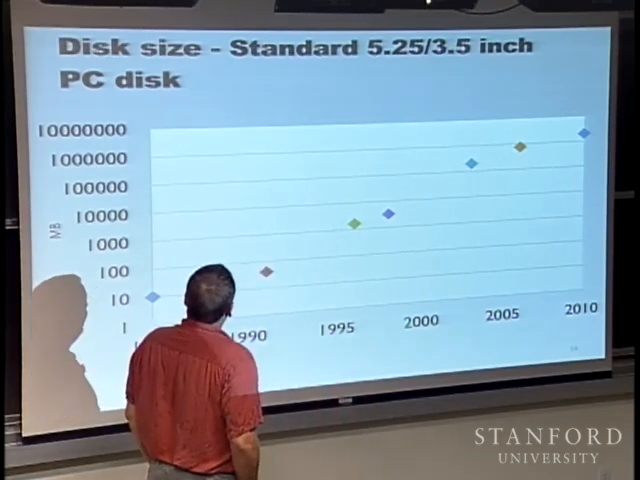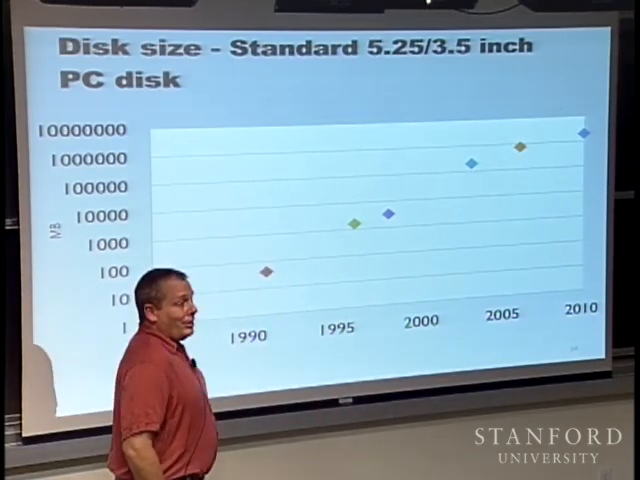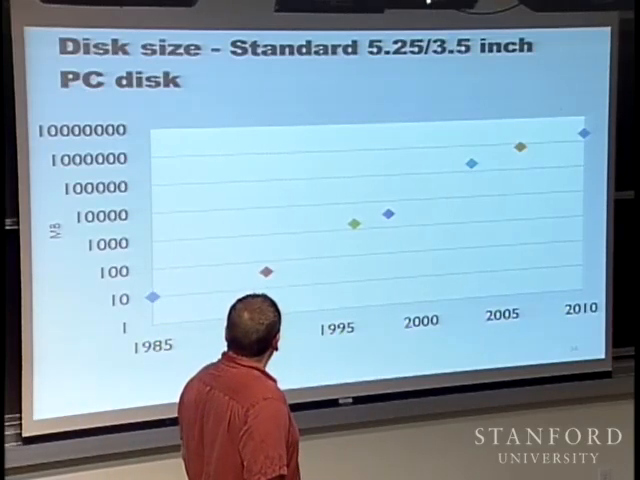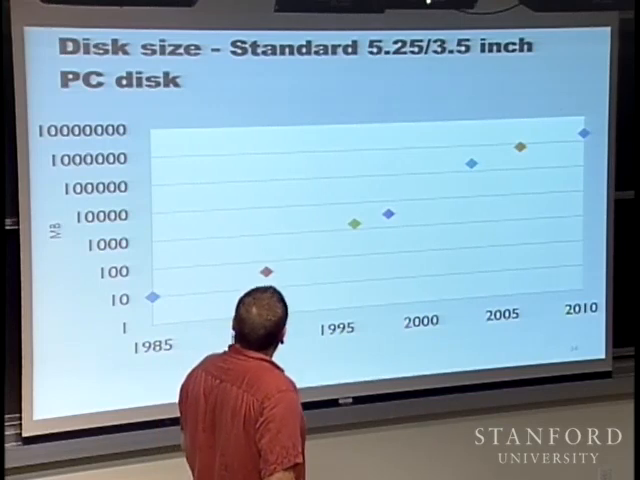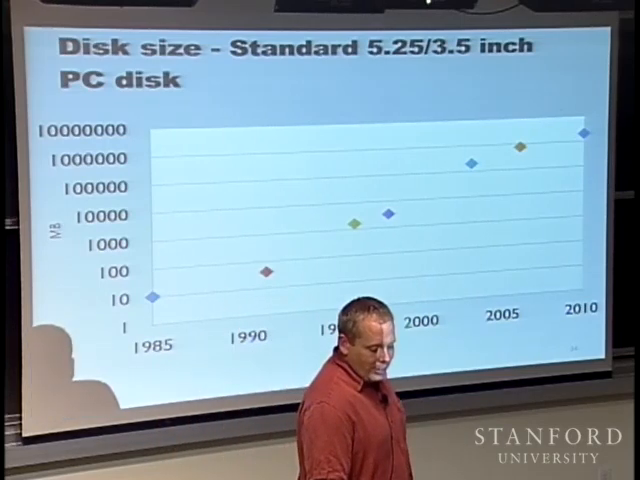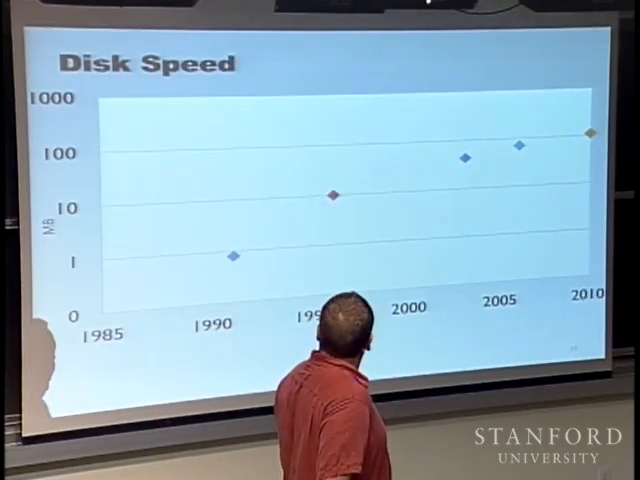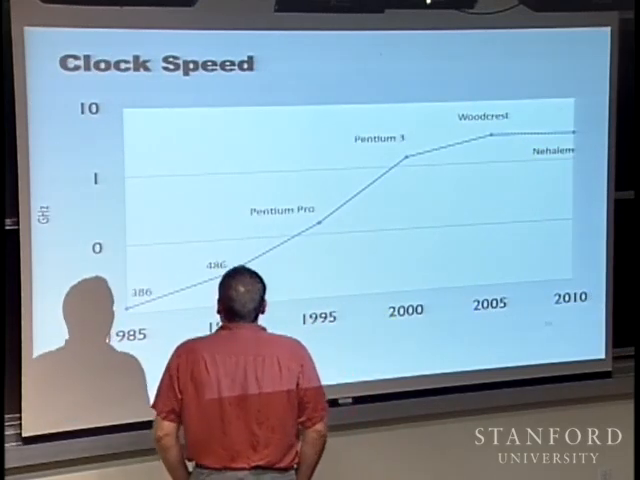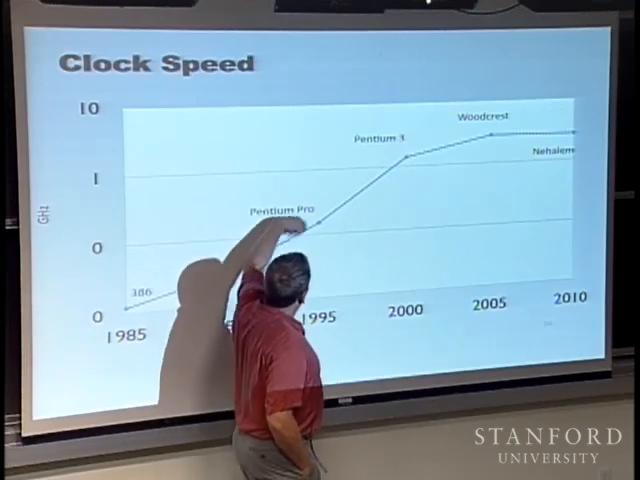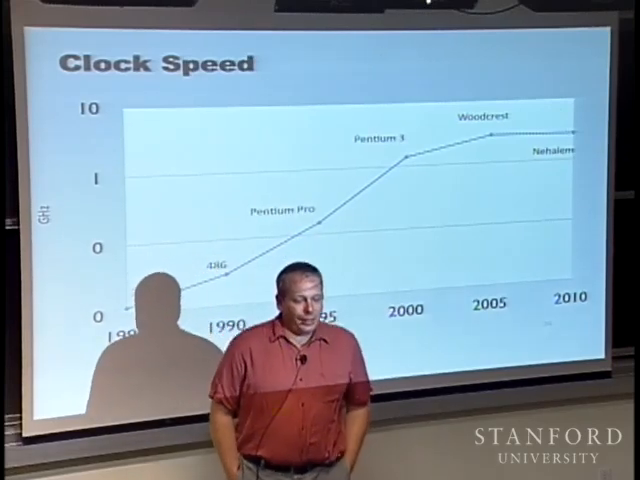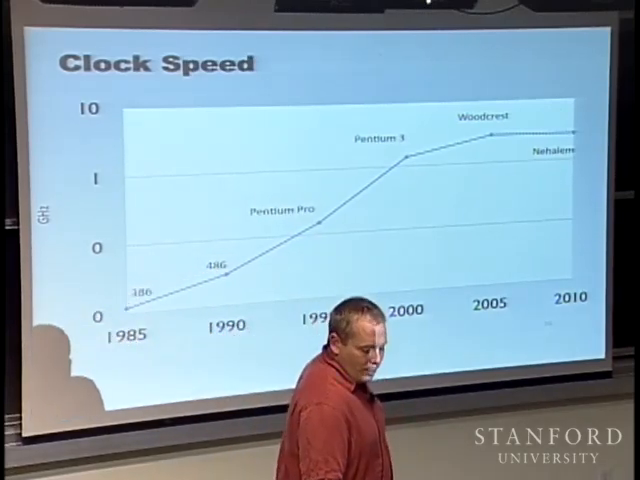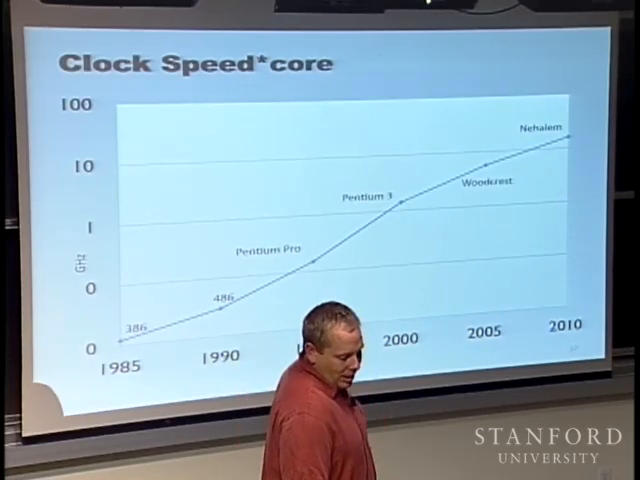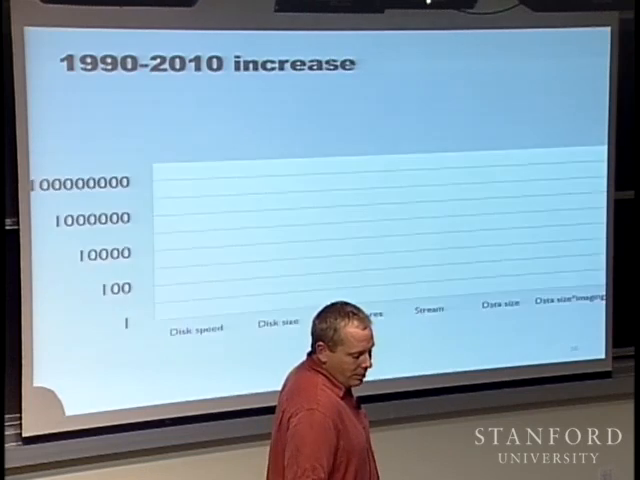So this is a standard disk size. I went and found a whole bunch of ads for computers going back quite a while. And here's the growth of PC disk size over that time. Now here's PC disk speed. Here's the clock speed of a 386, a 486, Pentium Pro, Woodcrest, Nehalem. Now you can notice the turnover point. We multiply by cores. Again, that looks sort of right. And now let's compare them all.